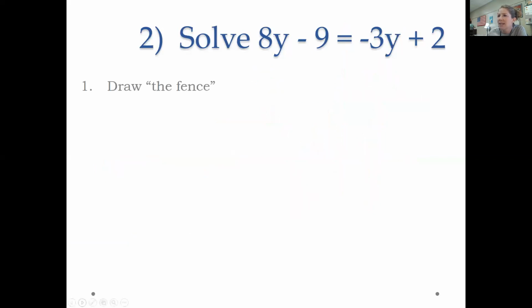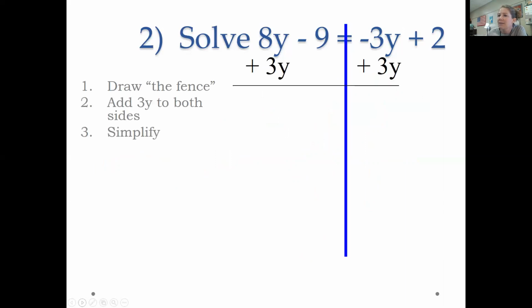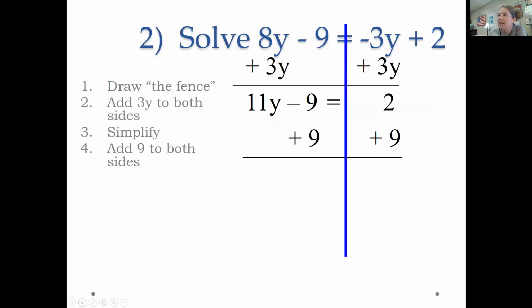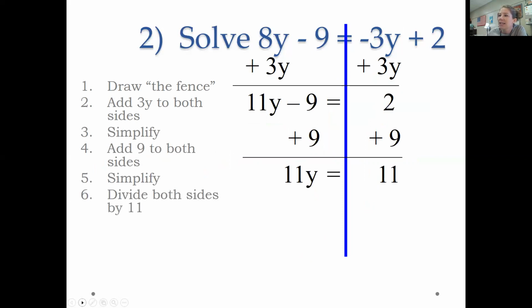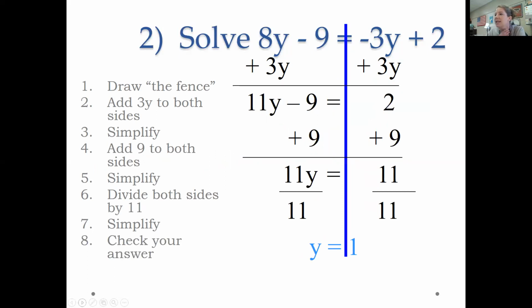All right, let's see if we got it right. Draw the fence. Add 3y to both sides. We did that. Simplify. Add 9 to both sides. Did that. Simplify. Divide both sides by 11. Yes. And we got y equals 1. And then finally, we'll check our answer. And we know that that was correct.